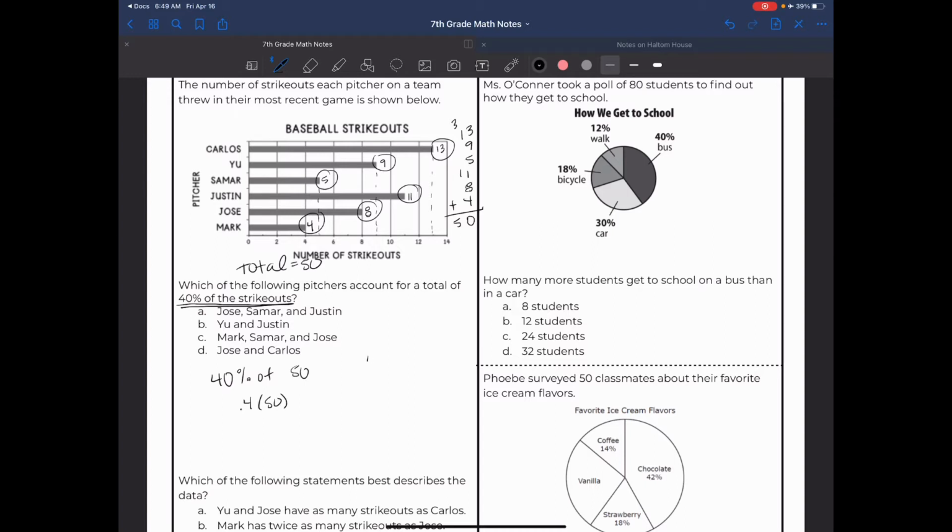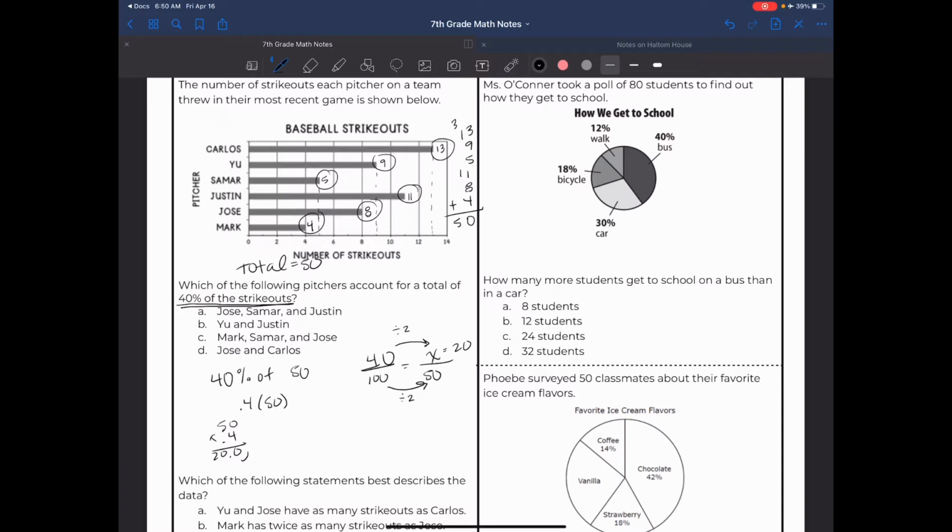Or I could set up a proportion. 40 out of 100 equals what out of 50? Which honestly, in this case, kind of looks like the easier way. To get from 100 to 50, we divide by 2. To get from 40 to x, we do the same thing to the top as we did to the bottom. Therefore, x equals 20. Now, if I multiplied 0.4 times 50, and I go in once in my decimal, it still looks like the answer is 20. So either way you solve it, your answer is going to be 20. So I'm looking for a combined sum of 20.